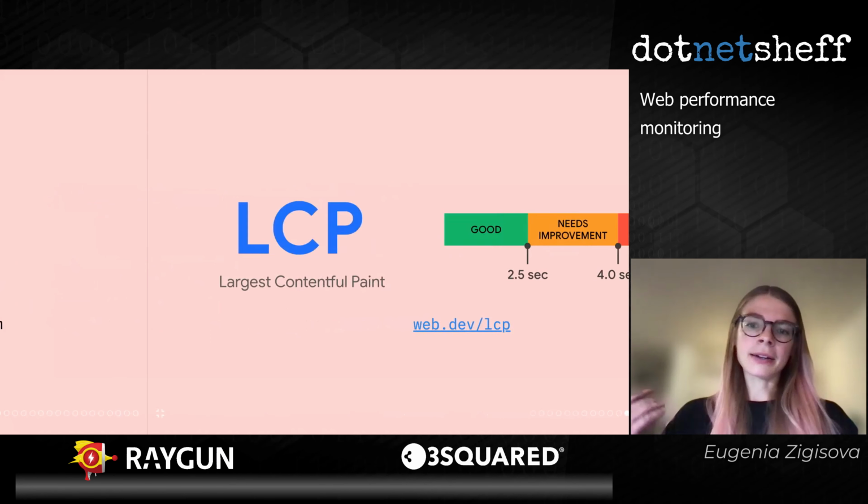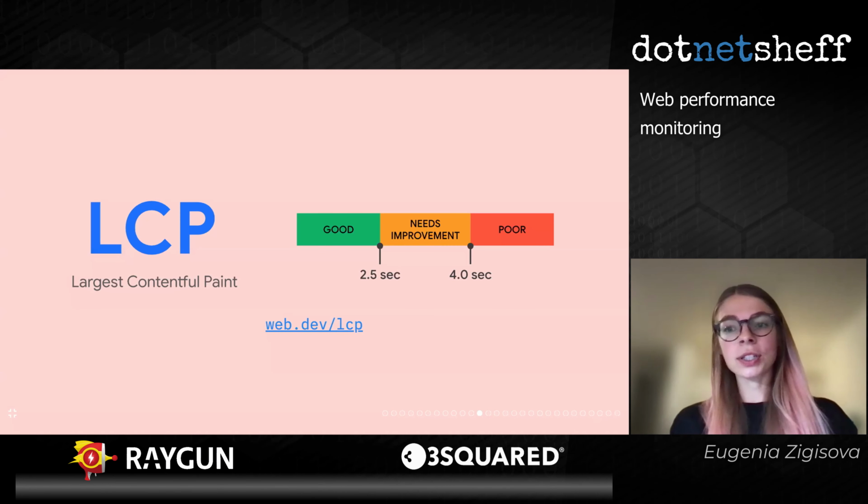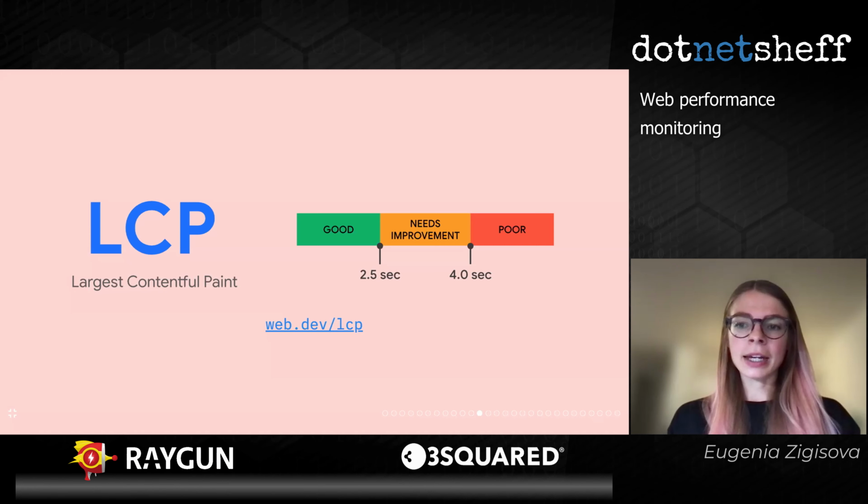But let's dive a bit into details of what these metrics mean. Largest Contentful Paint indicates how fast the content is loaded, but not just the content. It is the largest content on the page. For example, it could be an image or paragraph or a large title. And here we need to ensure that the Largest Contentful Paint is below 2.5 seconds.